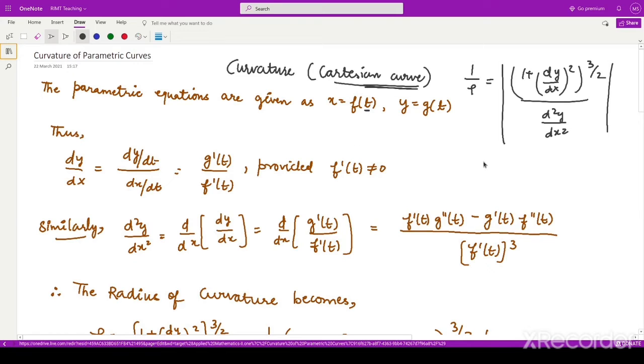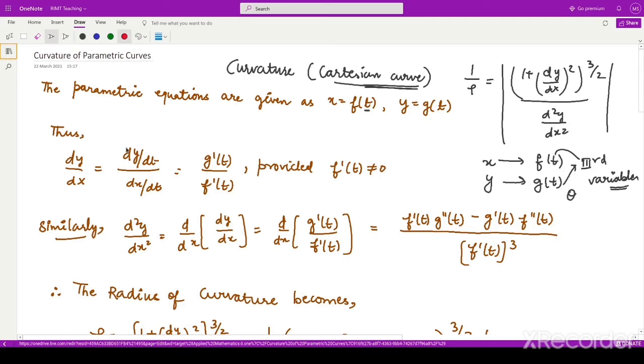So we have the parametric equations. They are the equations represented in x and y, where both x and y are functions of t: x is some function of t, and y is another function of t. So it is represented in a third variable, which is t, right? So these are the parametric curves. It could be t, it could be theta.